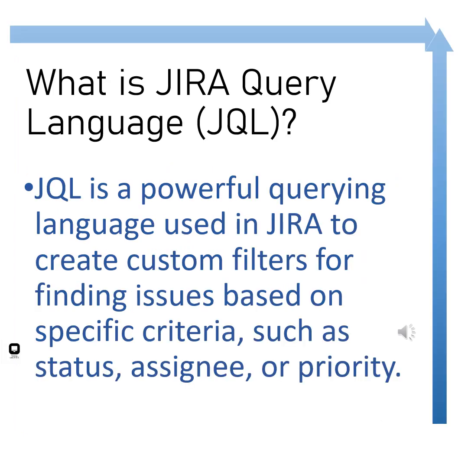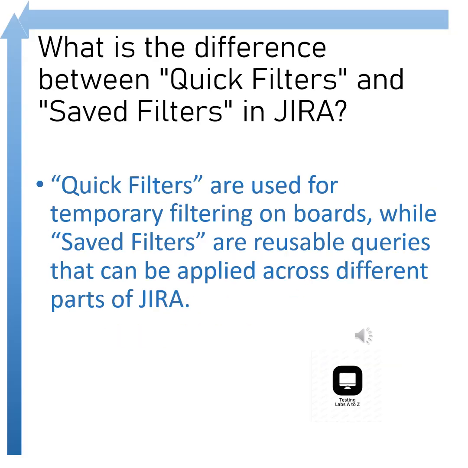What is JIRA query language? So JIRA query language is a powerful querying language, which is used only in JIRA, for creating custom filters for finding issues based on specific criteria, based on status, assignee, or priority. What is the difference between quick filters and saved filters in JIRA? So quick filters are used for temporarily filtering on boards, while saved filters are reusable queries that can be applied across different parts of JIRA.